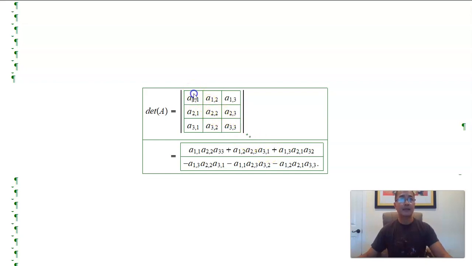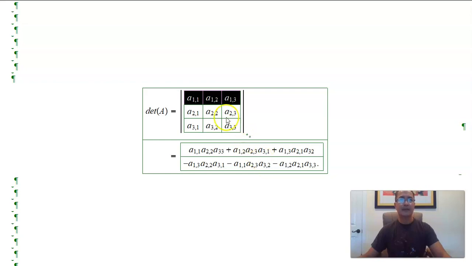So here's what I'm going to do. Let's highlight the entries in the first row. Okay, so we see A11, and there's an A11, and there's the other A11. Okay, so those two together, if you factor out the A11, you'll get A22A33 minus A23A32.